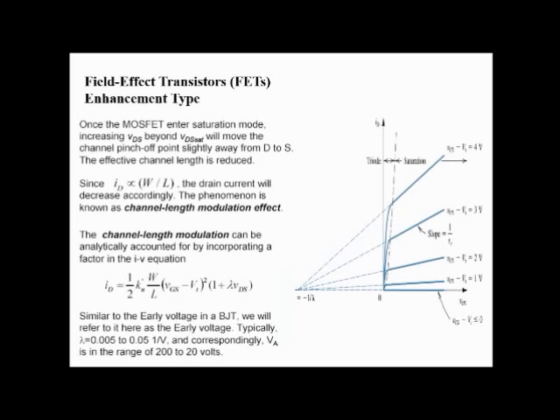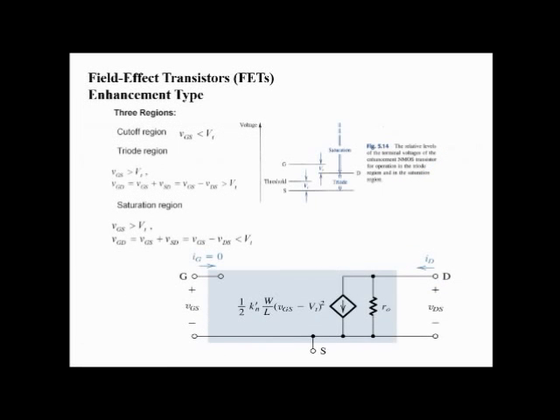This is somewhat similar to what you have learned in BJT, that is the early voltage. Similar to the early voltage in BJT, we will refer to VA as the early voltage. Typically in this case lambda is from 0.005 to 0.05 per volt, and the corresponding VA is in the range of 200 to 20 volts. Now the best approach is drawing the small signal model and finding the values.